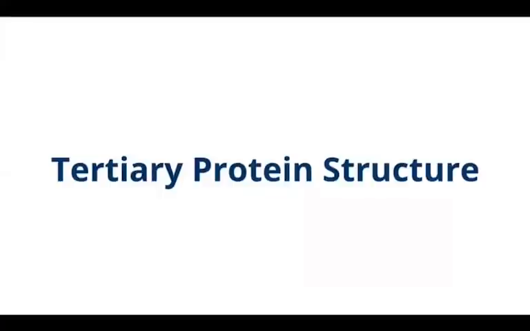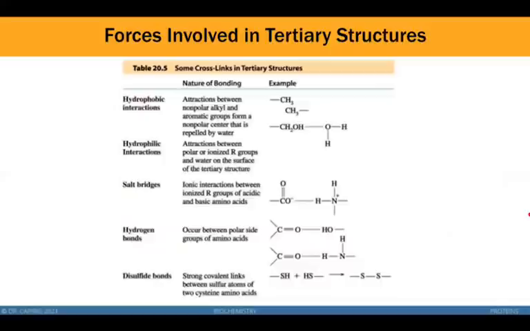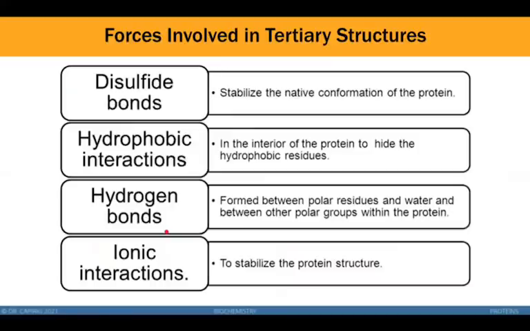Now let's move on to the tertiary structure of proteins. We have different forces that are involved in the tertiary structure of proteins. These involve metal-ion coordination, hydrophobic interaction, disulfide bonds, which are, by the way, the most common and the most important intermolecular force in the tertiary structure of proteins, hydrogen bonding, as well as electrostatic attractions. So we have hydrophobic and hydrophilic interactions, salt bridges, hydrogen bonding, and disulfide bonds.